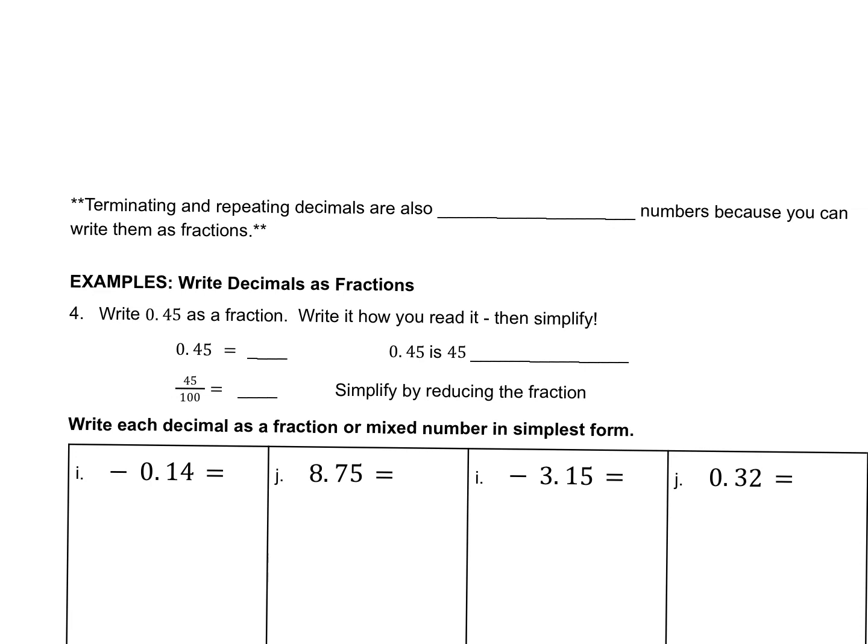Terminating and repeating decimals are also rational numbers. Let's keep using that language because they can be written as fractions. Both types can be written as fractions. Repeating is a little trickier, but you'll practice. So let's practice writing these as fractions. My favorite thing is that you simply write it how you read it and then simplify.